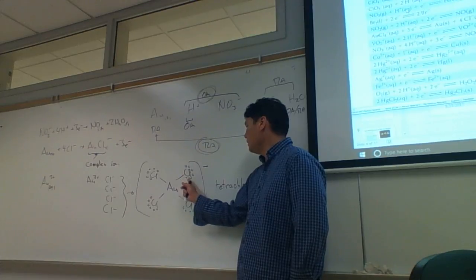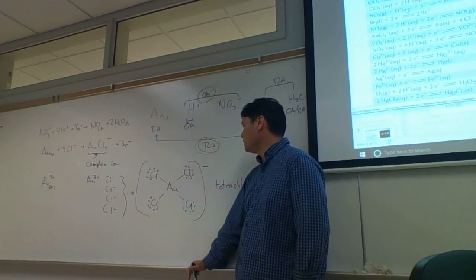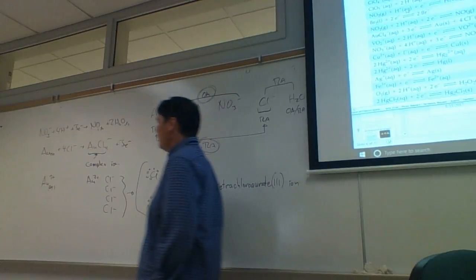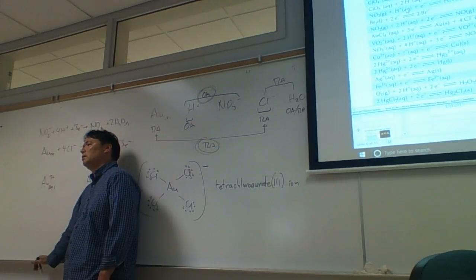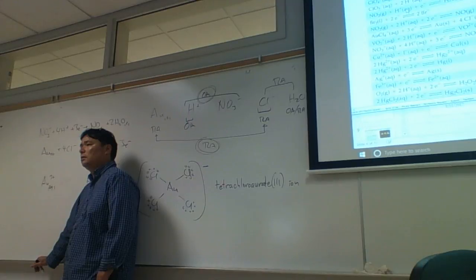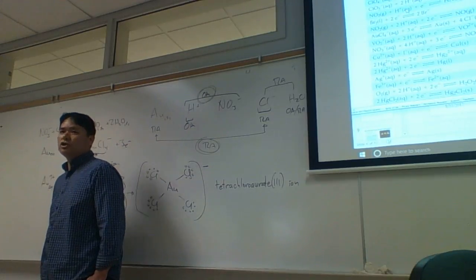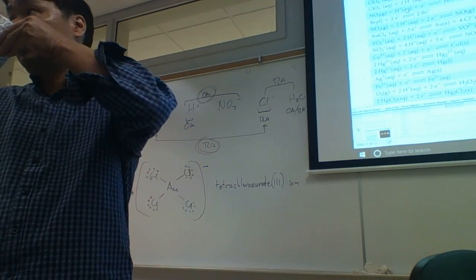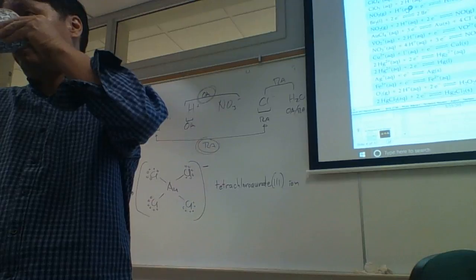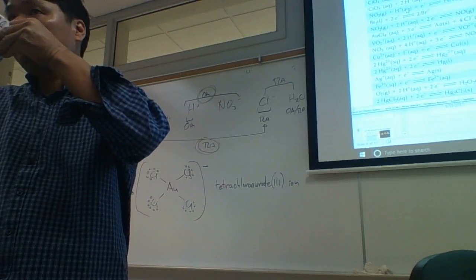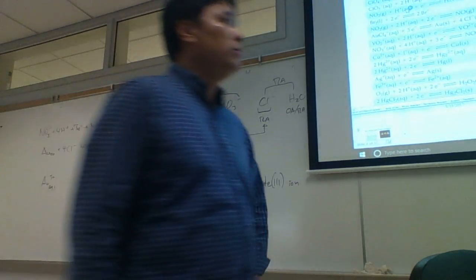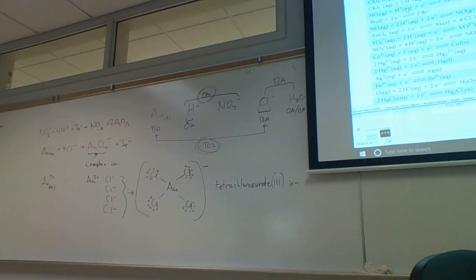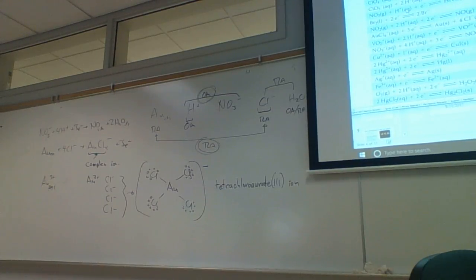Now this +3 charge is stabilized, but +3 is a bit unusual for gold. What charge would you have expected for gold? Gold would have been expected to have what charge? 1. 1's the correct charge. We expected it to have a +1 charge, like silver. Because if it had a +1 charge, it'd be d10. It'd have that filled d subshell.